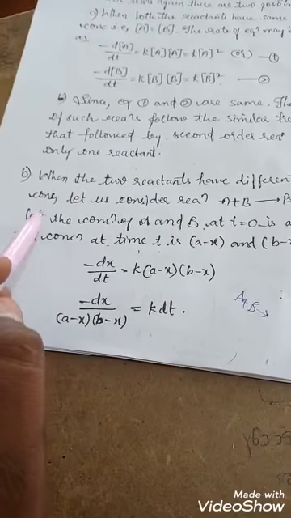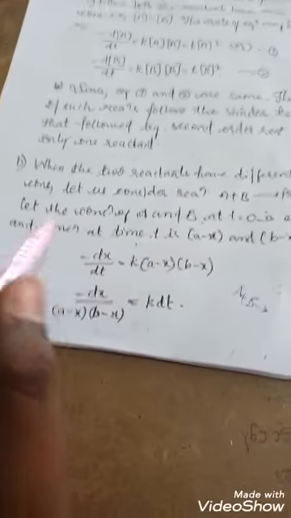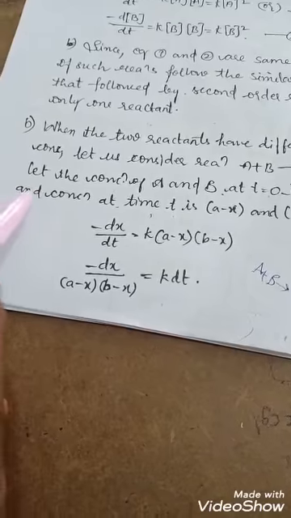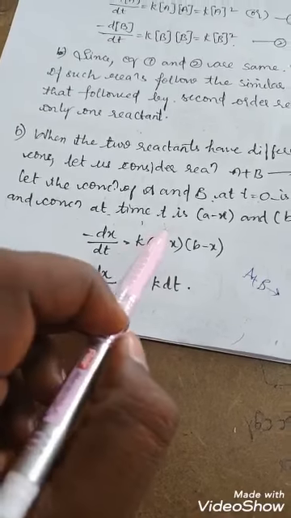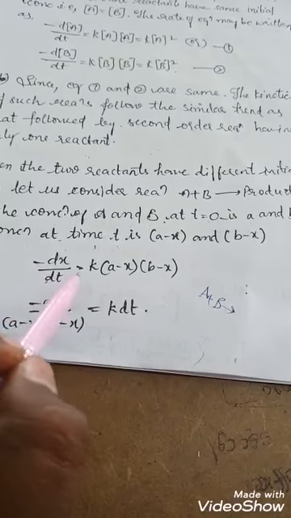When the two reactants have different initial concentrations, let us consider the reaction A plus B gives two products. Let the concentrations of A and B at t equal to 0 be a and b, and the concentrations at time t be a minus x and b minus x. So minus dx by dt equals k times (a minus x)(b minus x).